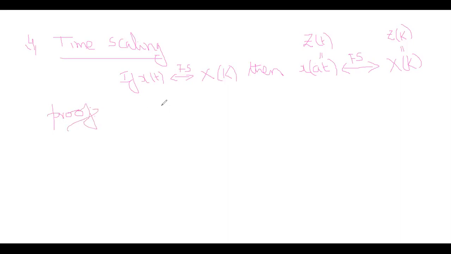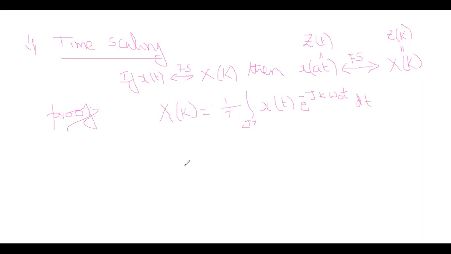So what is the analysis equation saying? X of k is equal to 1 by T integral over T of x of t e power minus j k omega naught t dt.